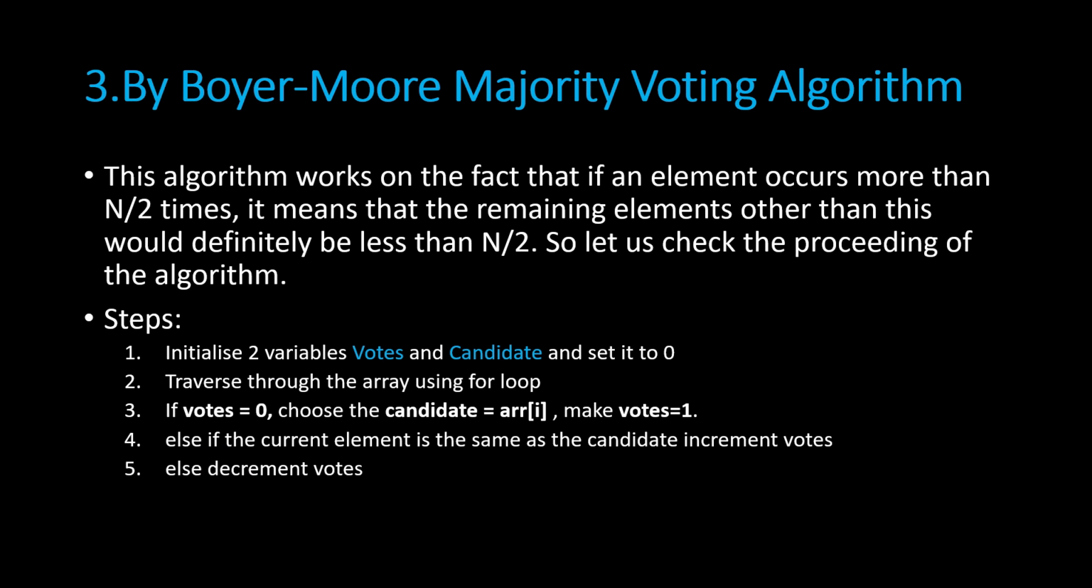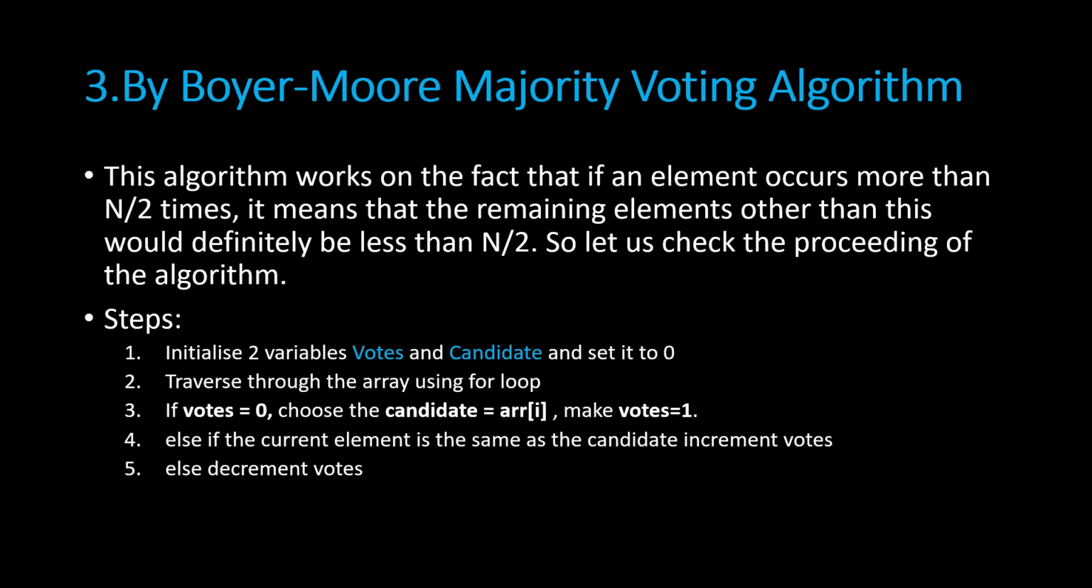Now let's talk about the most optimal approach, which is based on the Boyer-Moore algorithm whose time complexity is O(n) and constant space complexity. The intuition behind Moore's voting algorithm is based on the fact that if there is a majority element in an array, it will always remain in the lead, even after encountering other elements. So this algorithm works on the fact that if an element occurs more than n/2 times, it means that the remaining elements other than this would definitely be less than n/2.